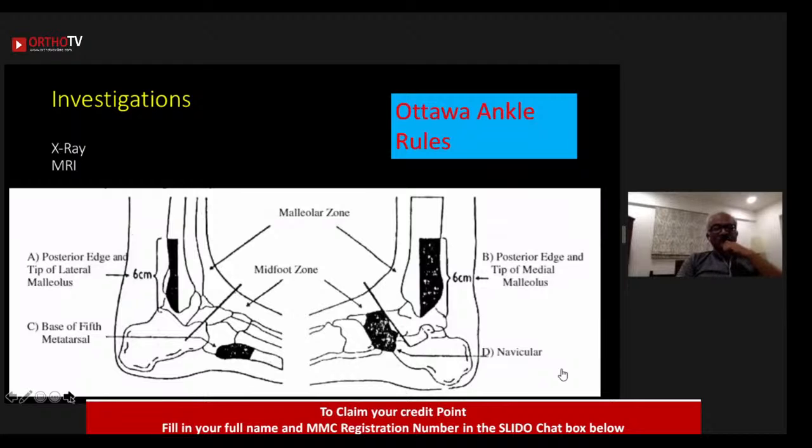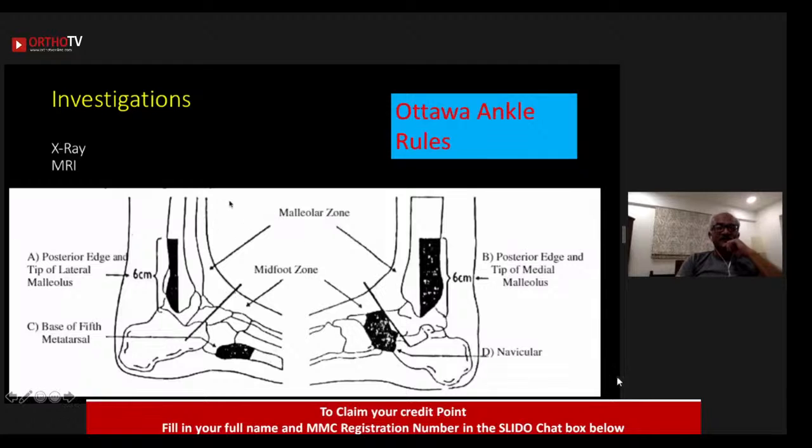We must also remember the Ottawa rules for getting the x-rays done, which are the investigation, and that is what I was talking to you about. The posterior aspect of 6 centimeters of the distal fibula and the distal tibia needs to be palpated for any bony tenderness. Along with this, if you have tenderness over the base of the 5th metatarsal or the navicular, then this bony tenderness would dictate you to get the x-rays done for these patients.